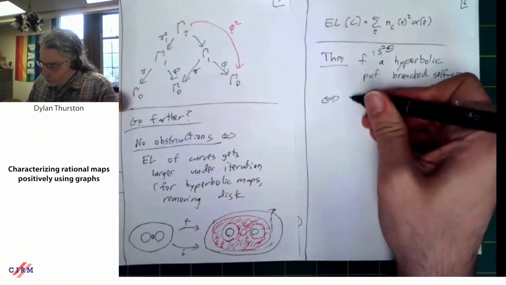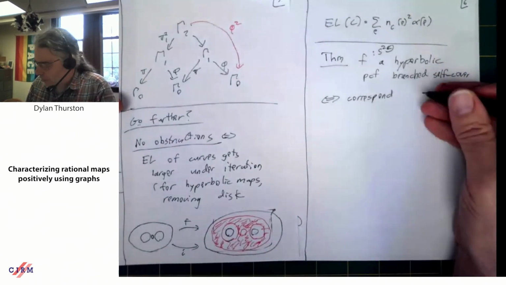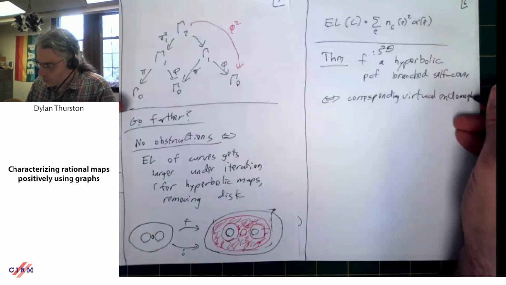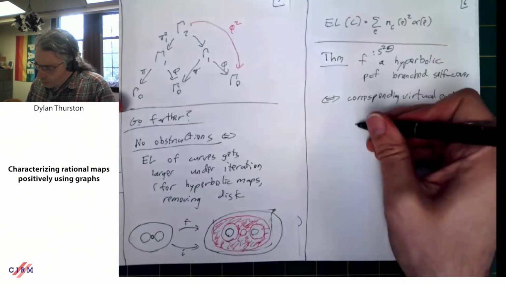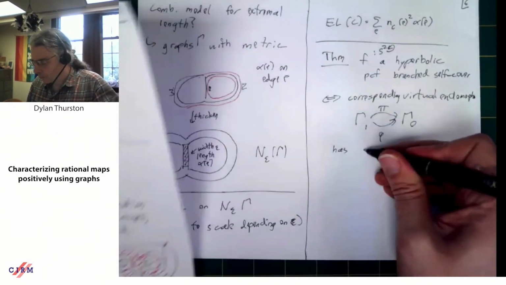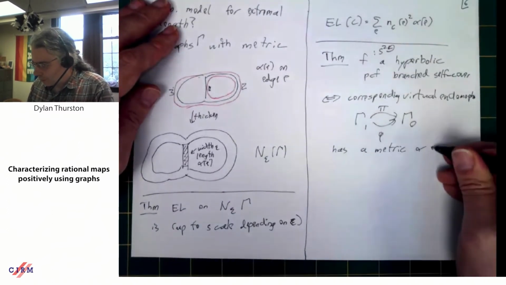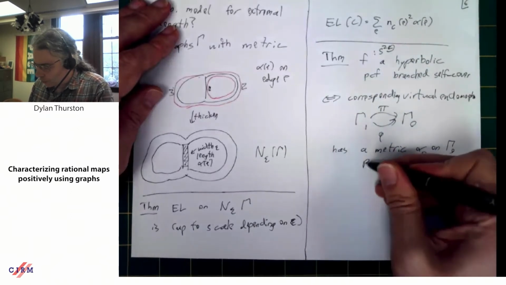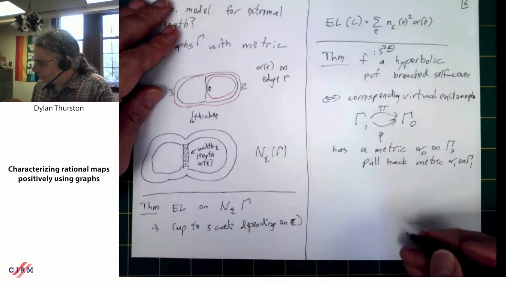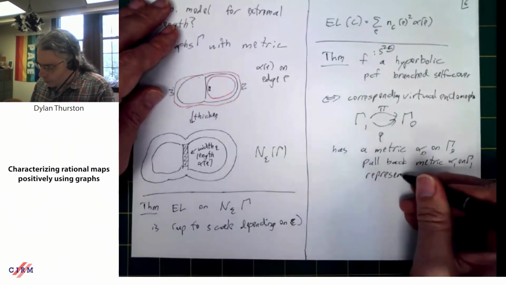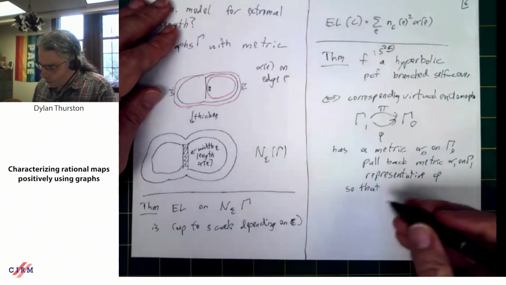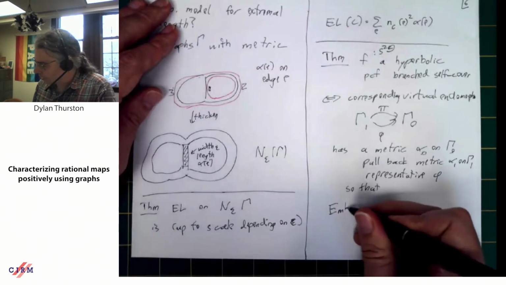If and only if the corresponding graph virtual endomorphism, to maps like this, has a metric alpha 0 on gamma 0, pullback metric alpha 1 on gamma 1, and some representative phi in the homotopy class so that the extremal length doesn't increase, and then it turns out that you can state this in a purely positive way.